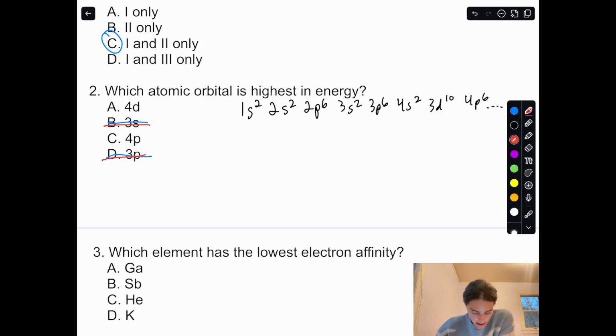And then between the 4d and the 4p, it's important to remember that the d orbitals are kind of like one energy level behind, if that makes sense. What I mean by that is the 3d10 orbital, or the 3d orbital, is equivalent in energy to the 4s and the 4p orbital, which means the 4d orbital is equivalent in energy to the 5p and the 5s orbital. So that means that our 4d orbital is going to be higher in energy than our 4p.